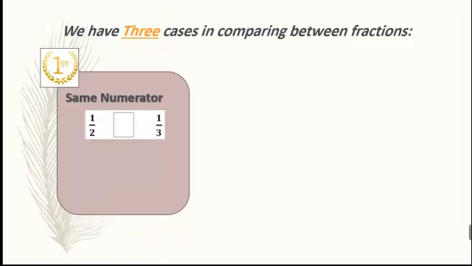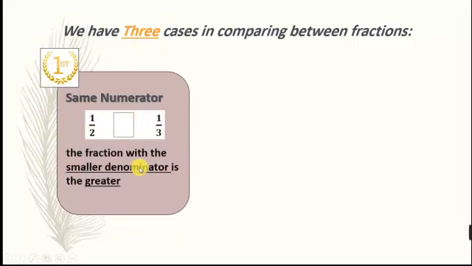Let's see an example. I have half and third. As you can see here, I have the same numerator, 1 and 1. When we have this case, we are going to say that the fraction with the smaller denominator is the greater. So we call them crazy fractions, because we are going to say that the smaller number is the greater fraction.